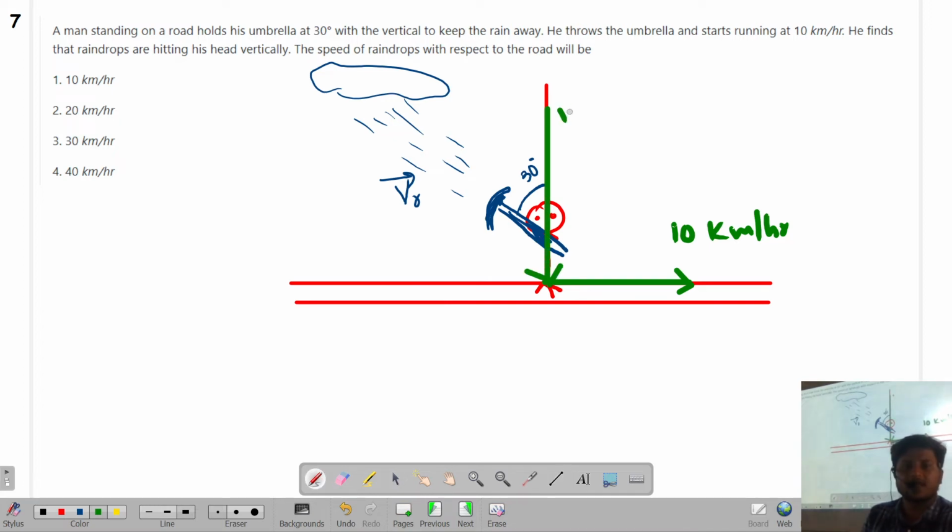So this is the velocity of rain with respect to man, or not? If the man starts to move with 10 km per hour, the direction of rain with respect to man is purely vertical. If he is standing on the ground, rain is hitting at 30 degree. If he is running, the rain is hitting him vertically. The question is, the speed of raindrops with respect to the road. You have to calculate this VR. How will I calculate this?